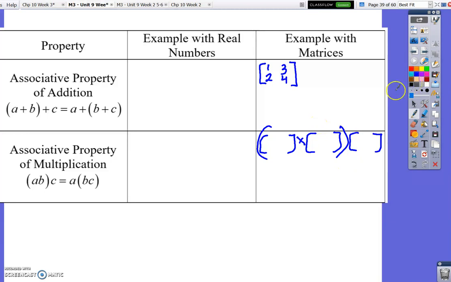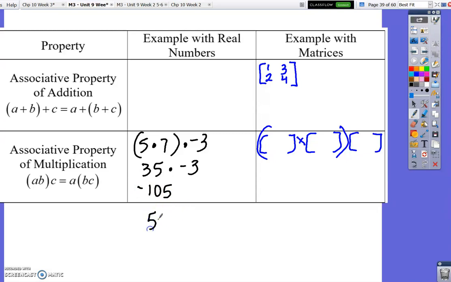I'll do a quick one with numbers. Let's say I had 5 times 7 times negative 3. 5 times 7 is 35, times negative 3 is negative 105. And then we'll try it again with 5 times 7 times negative 3 that way, which is 5 times negative 21, which is negative 105. And so that is clearly true.